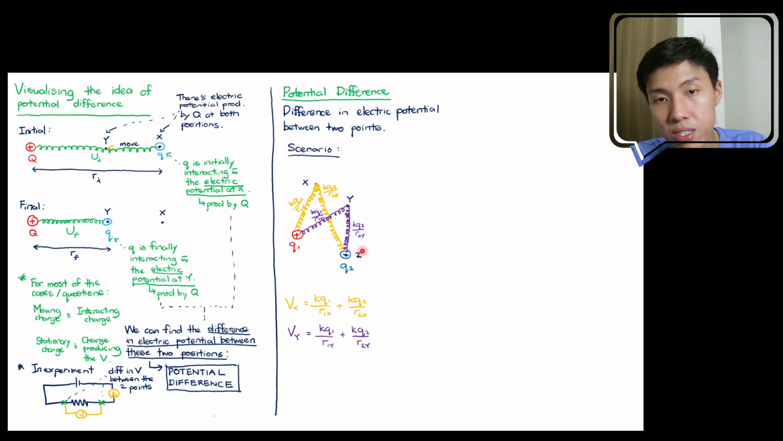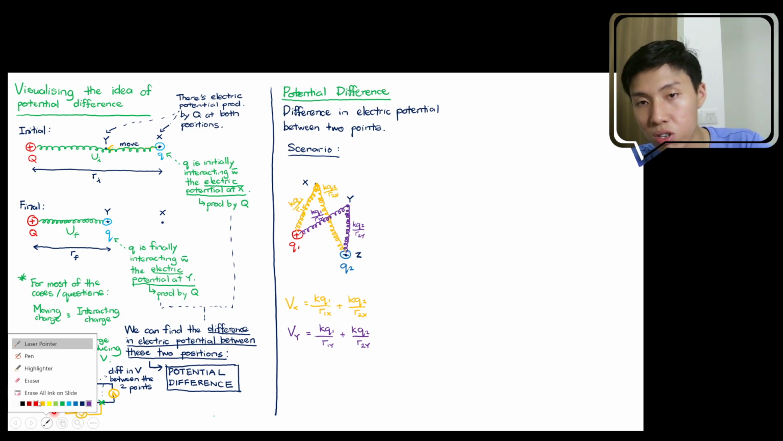How about Z over here? Z is directly on top of Q2. As we discussed about electric potential or electric field, you cannot produce an electric field or electric potential right at the position that your charge is at. Q2 can't produce an electric field or electric potential at the point where it is. It can only produce it around the charge. So here there will be no electric potential produced by Q2. There's only electric potential produced by Q1. There's only one charge producing the electric potential over here.